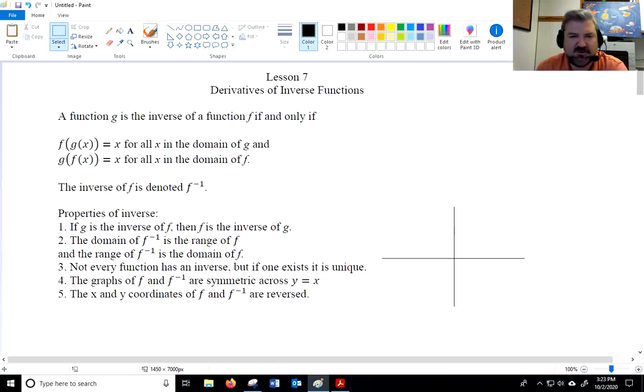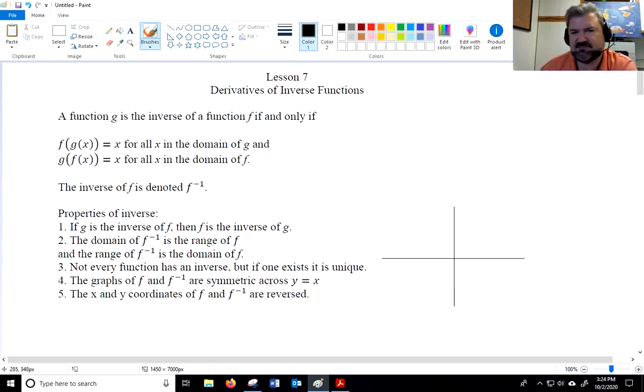First, let's make sure we remember what an inverse is. A function g is the inverse of a function f if and only if f of g of x is equal to x and g of f of x is equal to x for all x in their domain. The inverse of f is typically denoted f inverse with this -1, and it doesn't mean a -1 power, it's the inverse symbol.